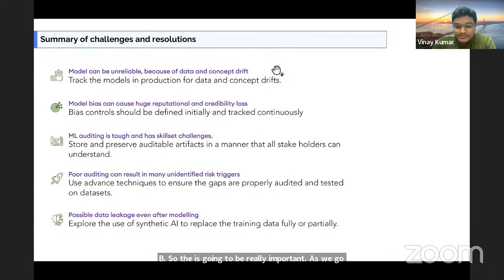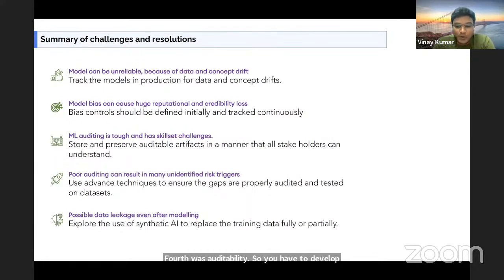So net-net, we have talked about different challenges when we productionize AI, starting off with data drift and model drift. And then we talked about fairness and bias. It's not a one-time event. It's actually a temporal factor, so you may have to track it in real time in production. Third was explainability. Explainability has to be understandable by all stakeholders. Fourth was auditability. So you have to develop expertise and tools to ensure that auditability can be done.